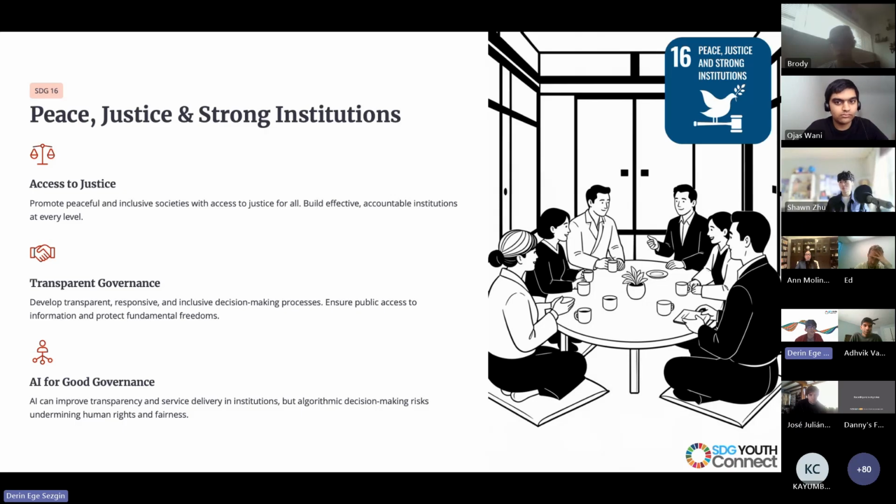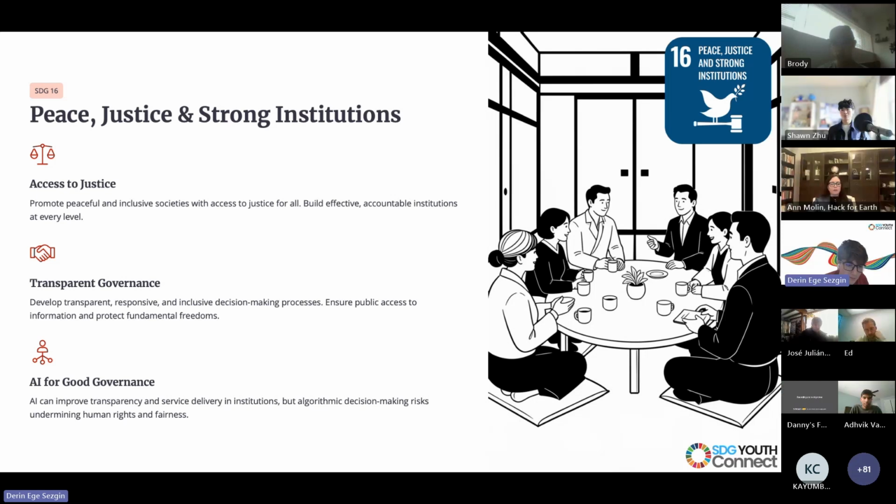Additionally, AI for good governance is really important, as AI can improve transparency and service delivery in institutions, but algorithmic decision-making risks undermining human rights and fairness. AI can be biased, non-transparent about its data usage, and a lot of other things. But one thing we can do is, by governing AI, we can eliminate all those risks.